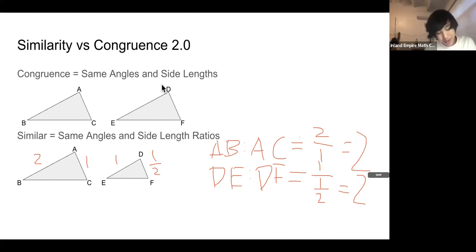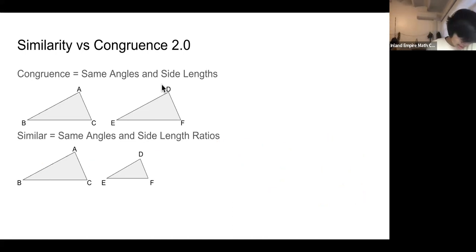So these two are both 2. So in conclusion, they have the same angles, but also the same side length ratios. And that means that corresponding sides have the same ratios, both between the triangles, like AB and DE, and within triangles, like AB and AC and DE and DF. So does that make sense to everybody?